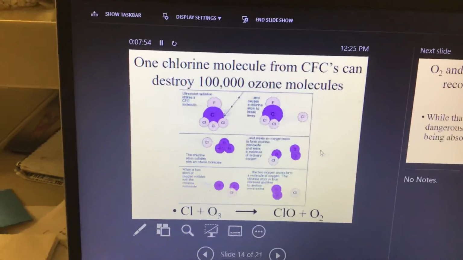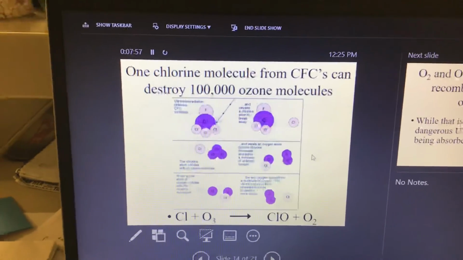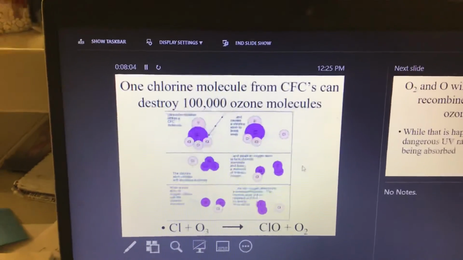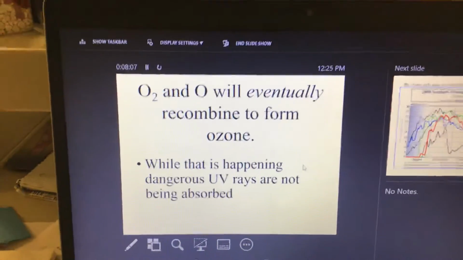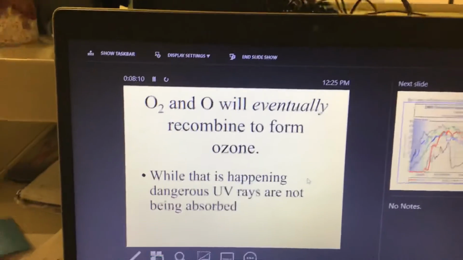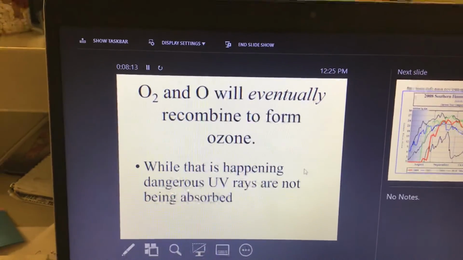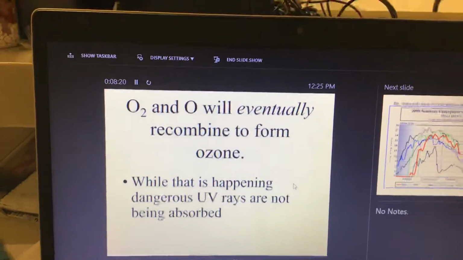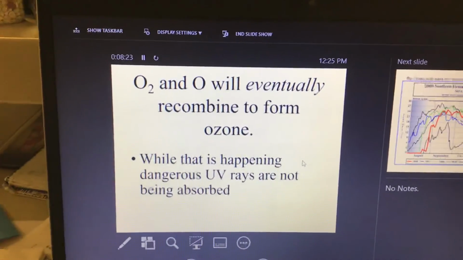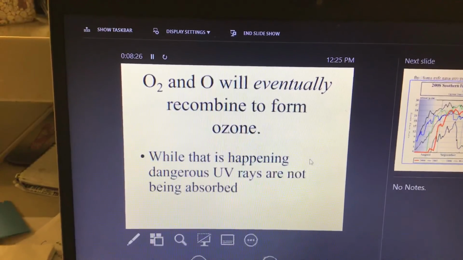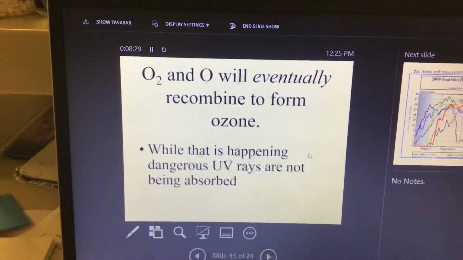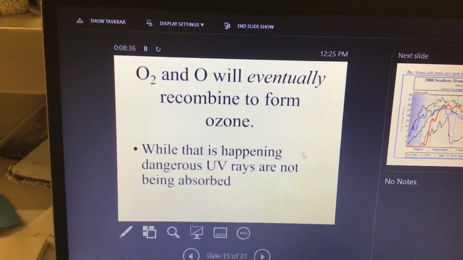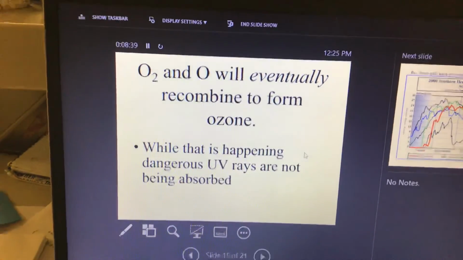You don't need to write this, but one chlorine molecule from CFCs can destroy 100,000 ozone molecules. So just a little puff of CFCs can break up a lot of ozone. I do want you to write the top part. O2 and O will eventually recombine to form ozone. So when the sun breaks up that O3 into O2 and O, it will eventually rebond and be used again. So it is renewable, but it just takes time. That is all for our ozone.